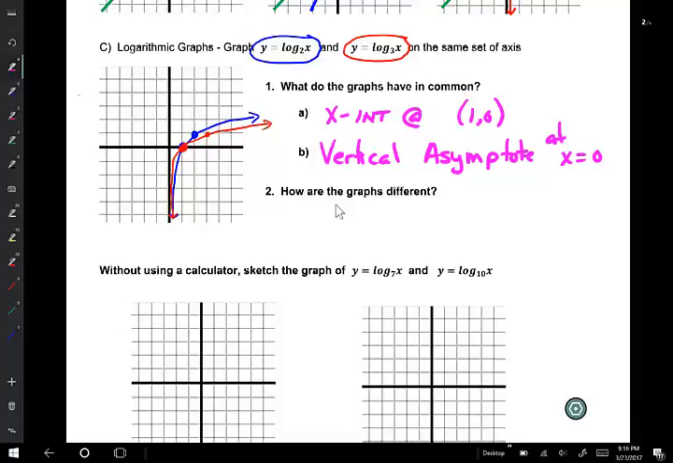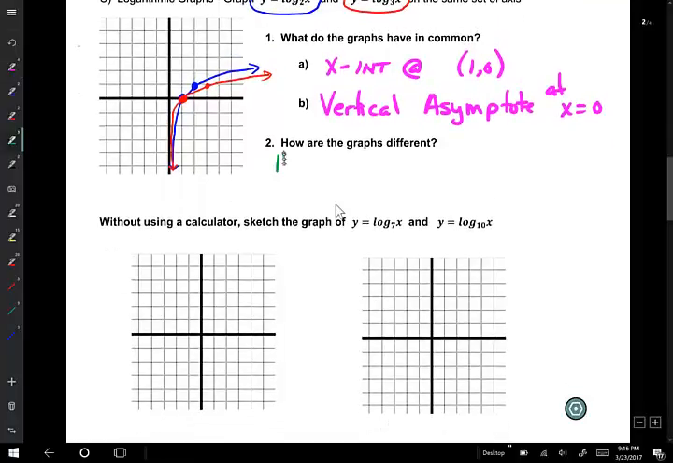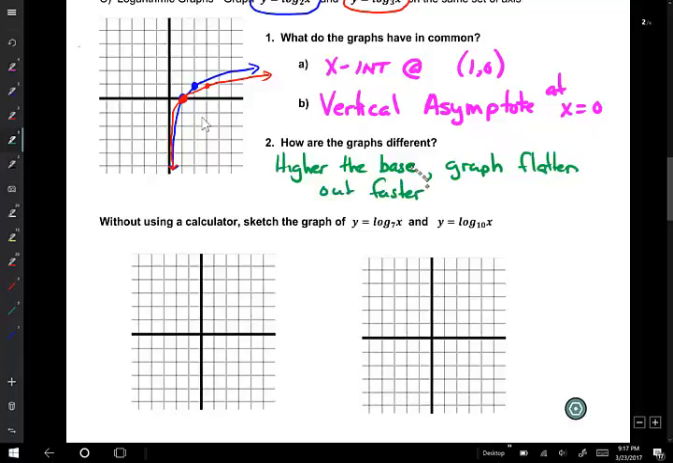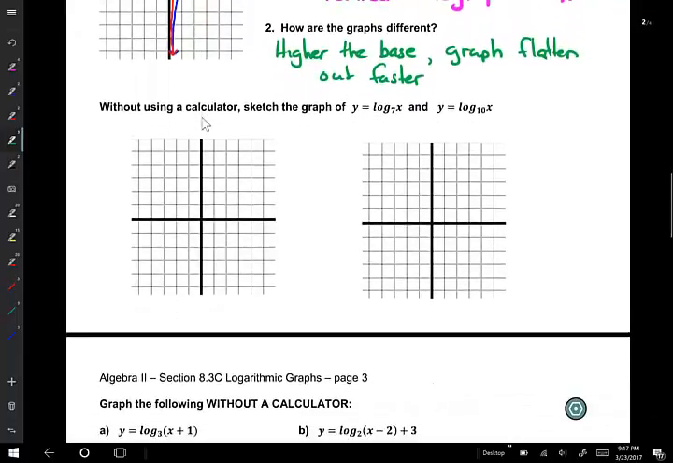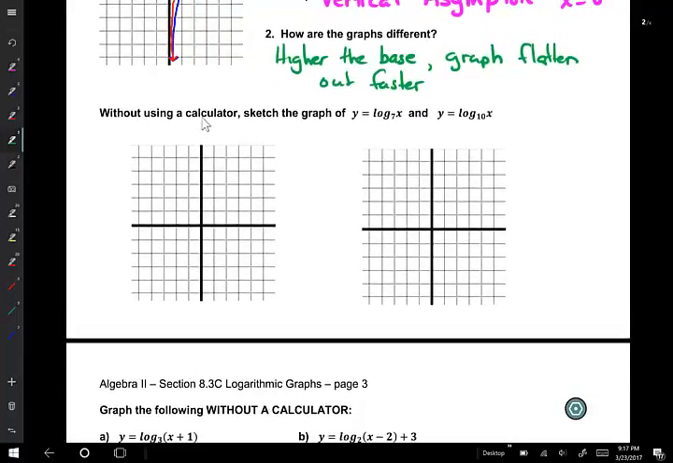Now, how are they different? Well, their difference, I think, can be summarized by saying the higher the base, okay, so if that number gets to 3 and to 4 and to 5, the graph is going to flatten out faster. And it's also going to get closer to the y-axis faster on the other side of our x-intercept. So with that in mind, let's sketch the graph of y equals log base 7 of x and y equals log base 10 of x.